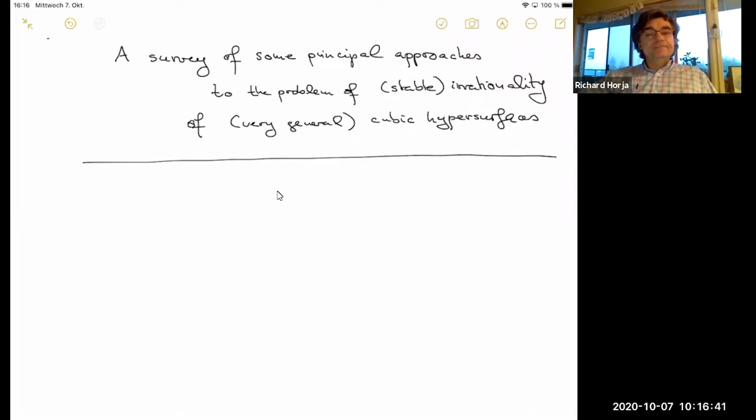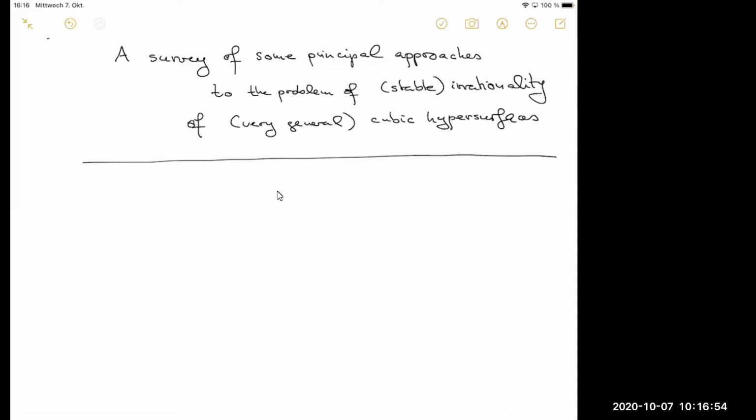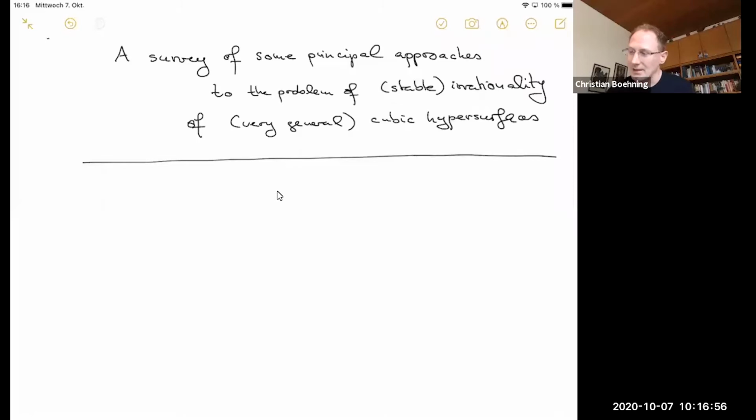Yeah, thank you very much for the invitation and the opportunity to talk in this framework. So I want to use the first of my two talks to give a survey of some approaches to this problem of irrationality of cubic hypersurfaces, and it will be a very biased survey, meaning that I will emphasize approaches that I've made some contributions to myself, so I apologize for that in advance.